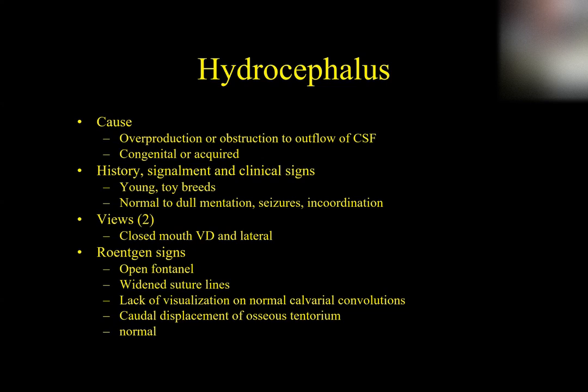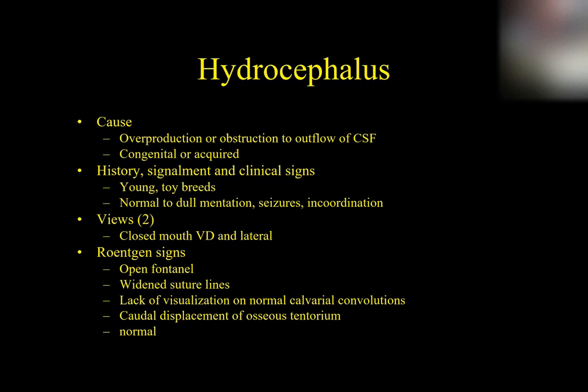Okay, so hydrocephalus can be caused by an overproduction of CSF by the choroid plexus, or the choroid plexus can be making a normal amount of CSF, but it can't get out of the ventricles and out of the brain due to something that's obstructing it. Okay. For the most part, hydrocephalus can either be congenital or acquired, and probably 99% of the time it's congenital.